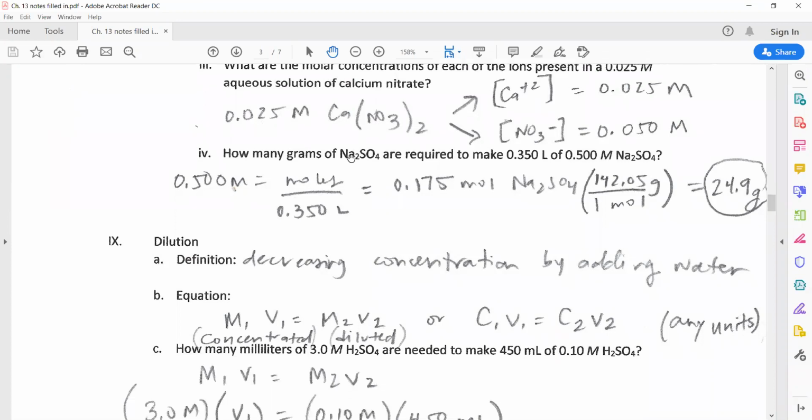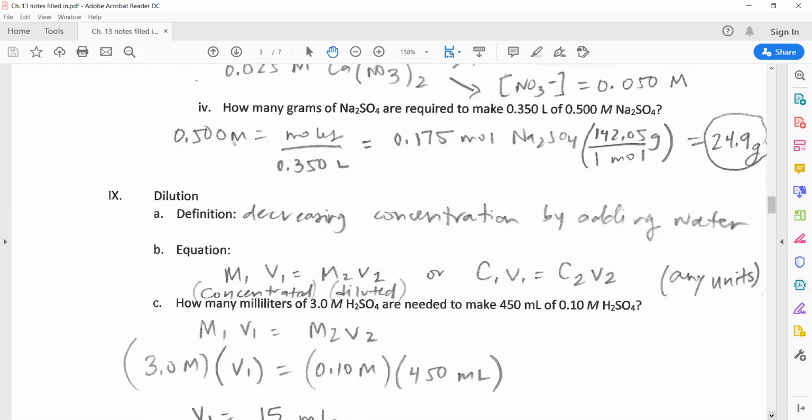How many grams of sodium sulfate are required to make 0.350 liters of 0.500 molar sodium sulfate? So as soon as I see this capital M, I know I'm working with molarity. I know the equation is molarity equals moles per liter. So I plug in what I know, 0.500 molar. I take my liters, put it on the bottom, cross multiply so that I can find moles of my solute. I get 0.175 moles, and then I convert it to grams using the molar mass on the periodic table.